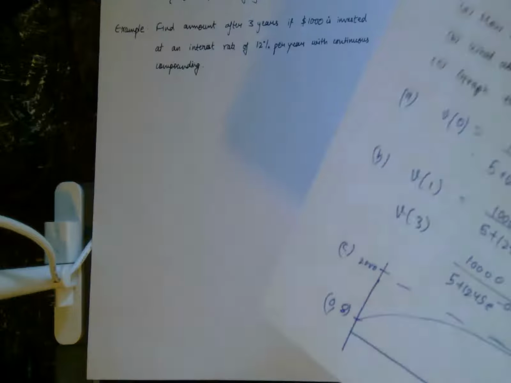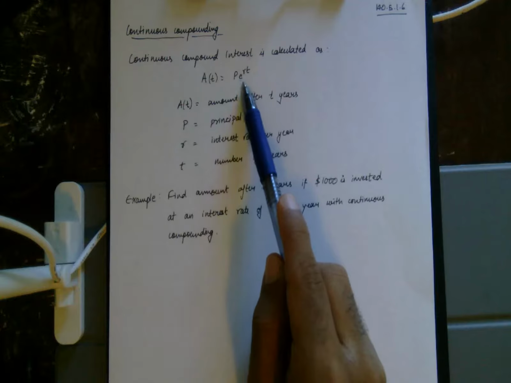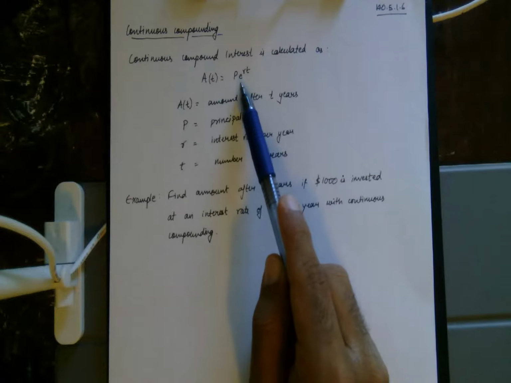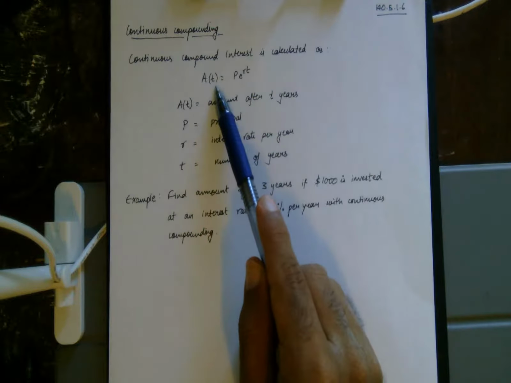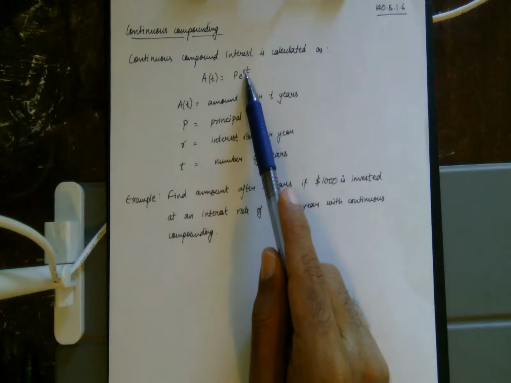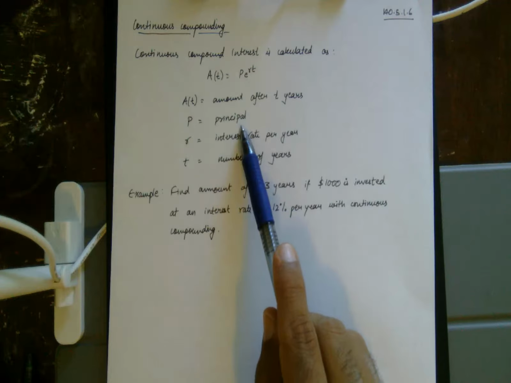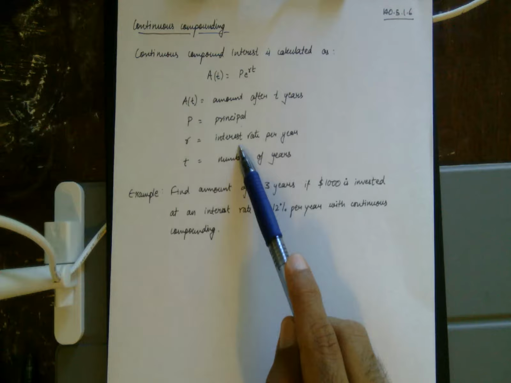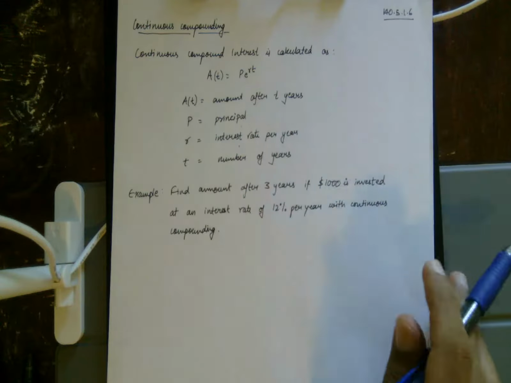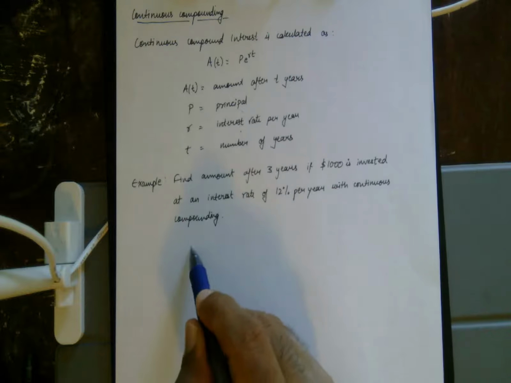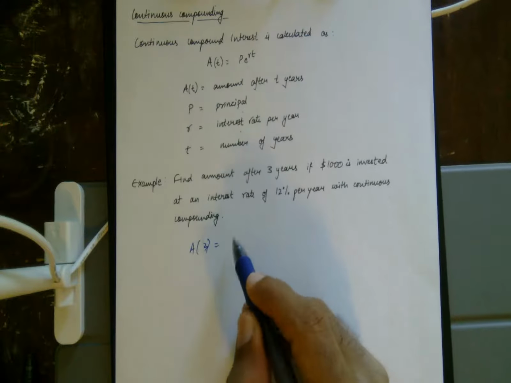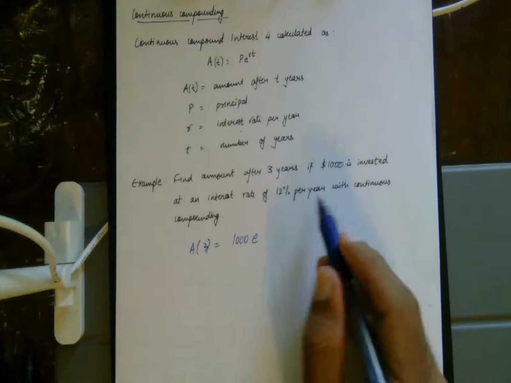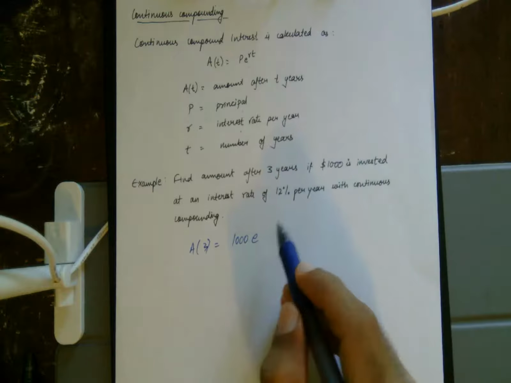Okay, one last application of this is continuous compounding. When you compound interest continuously, again this e makes an appearance, where the amount after time t is given by P times e to the rt. That's the principal. You put in the rate of interest per year and the number of years. Simple example, $1,000 is invested. After 3 years, you want to see what you have. Rate is 12% per year, continuous compounding.